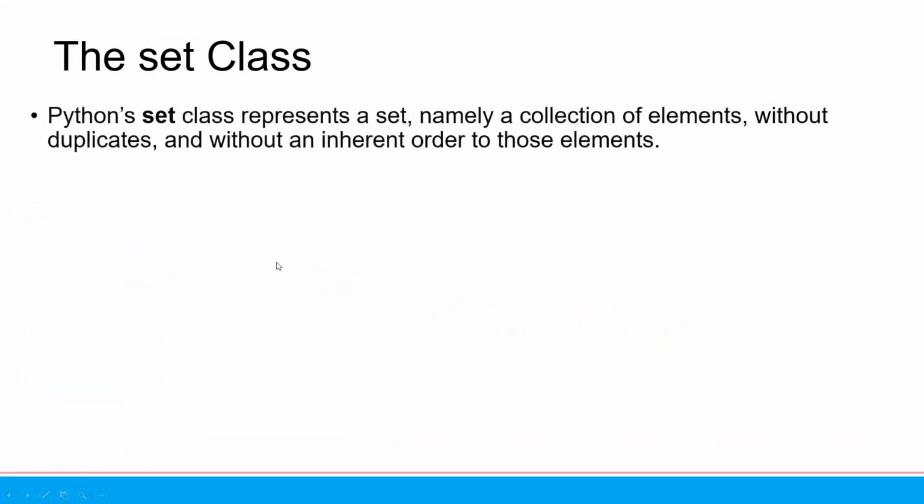Set. What is the meaning by set? The Python set class represents a set, or a collection of elements without duplicates and without an inherent order to those elements. So the first key point is without duplicates. And the second key point is no order.